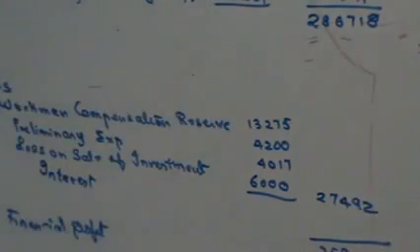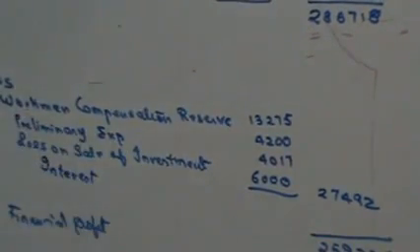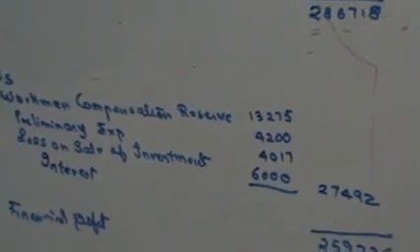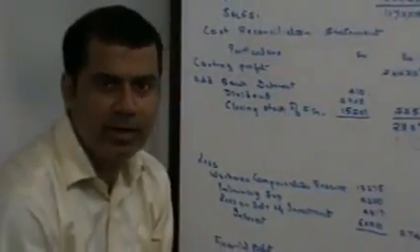Someone check that please. Yes, sir. Right? Now subtract this. If your sum is right, your sum should tally. You should get your financial profit. 286,718 minus 27,492. Right? Tallies? Yes. That finishes that sum. We'll stop this here for the day. Thank you very much.